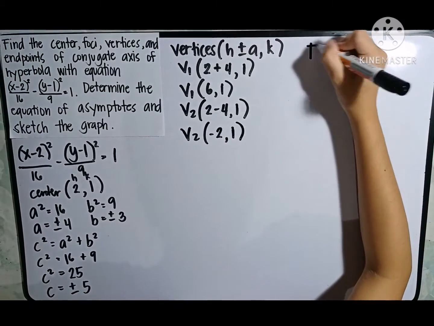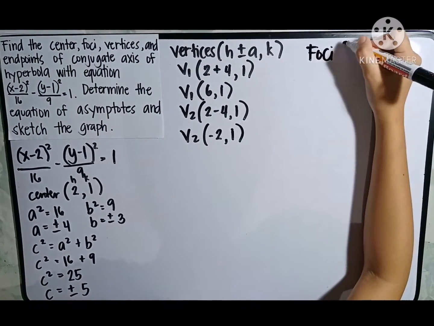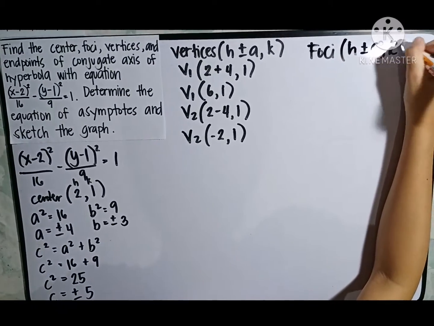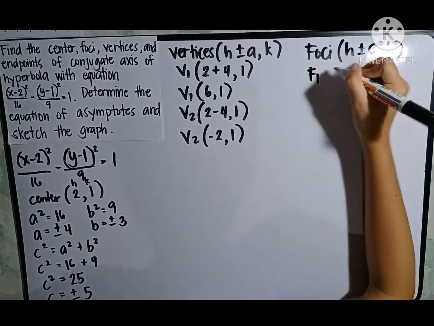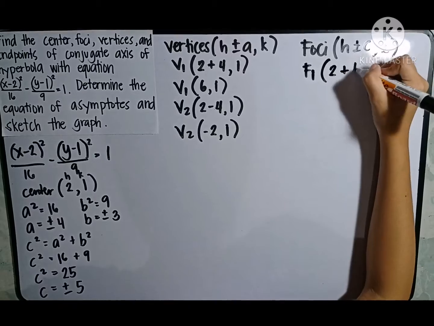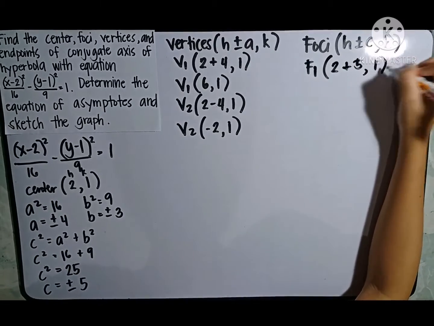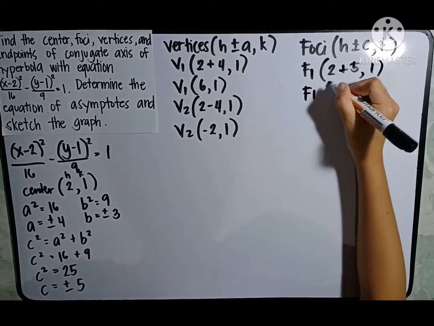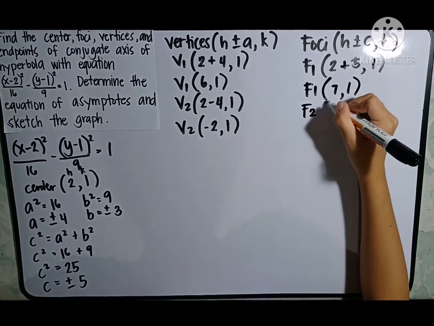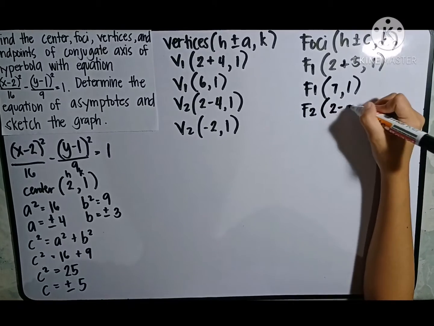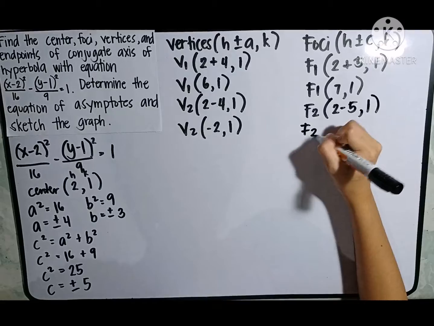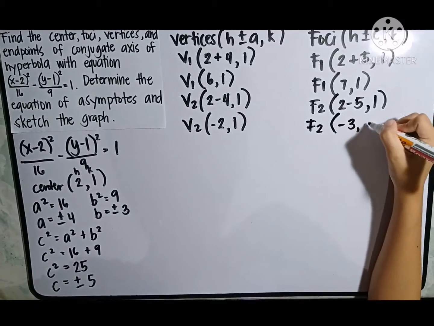The next thing is the foci, which can be found by using h plus or minus c, k. Our first focus, 2 plus 5, 1, will be 7, 1. The second will be 2 minus 5, 1, which is negative 3, 1.